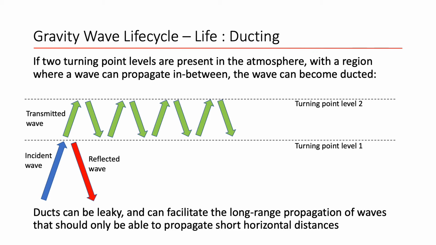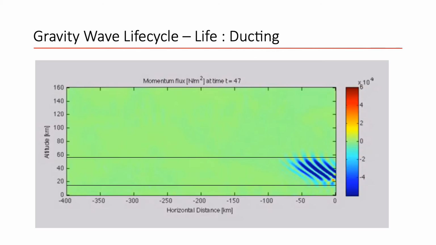It's also key to note that these ducts are leaky, so you'll get energy leaking out of these ducts each time the wave reflects off one of these layers. So this is just a simulation of a leaky duct that I performed. The wave is propagating upward and to the left initially, and the black lines represent the duct boundaries. So you'll see as the wave propagates, you'll get reflection and transmission each time that it hits one of those black boundaries, and part of the energy will leak from that duct up into the upper atmosphere.